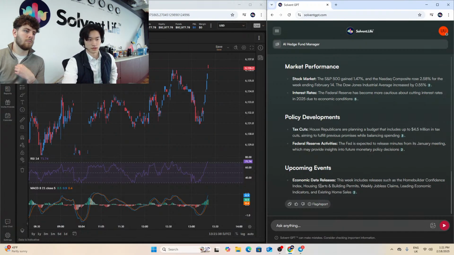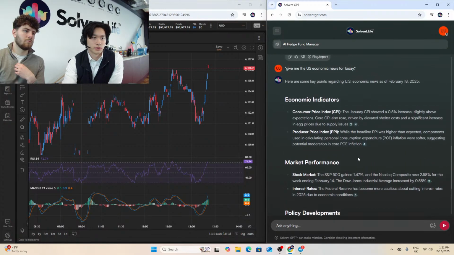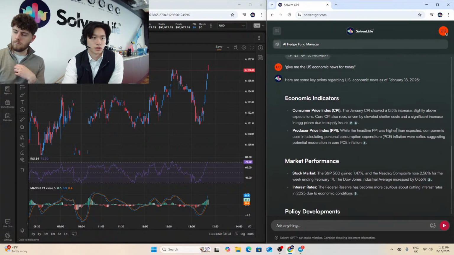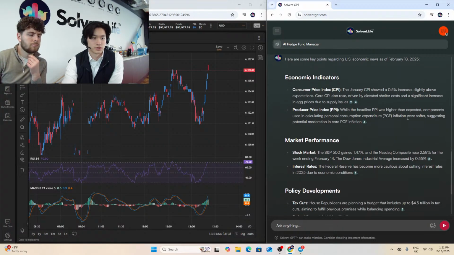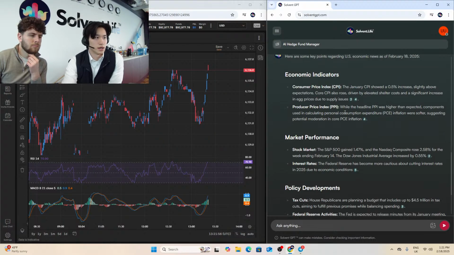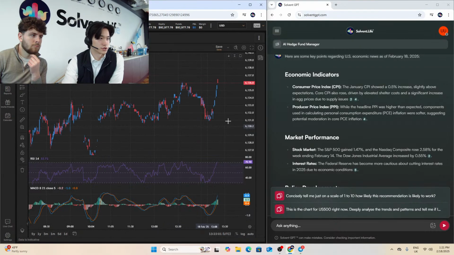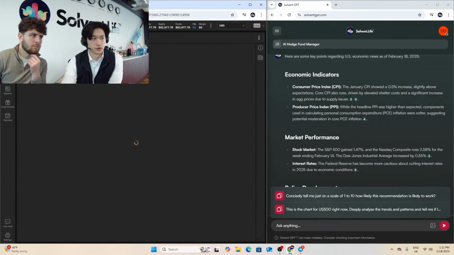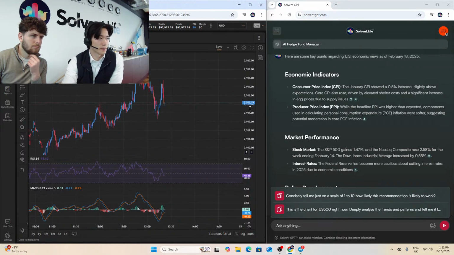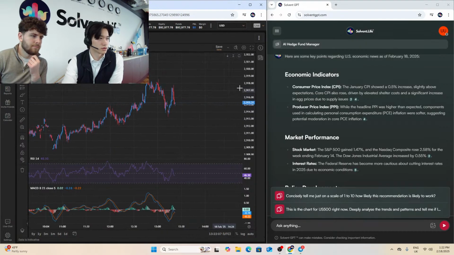So all of these look more like factors that will affect the interest rates. But what else do we have here? CPI, 0.5% increase, slightly above expectations, so positive outlook on the market. And hand in hand, that should also drive the price of gold. But we'll see.